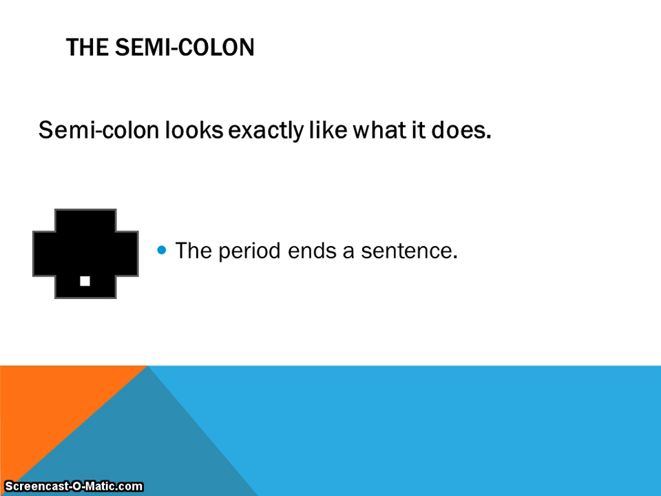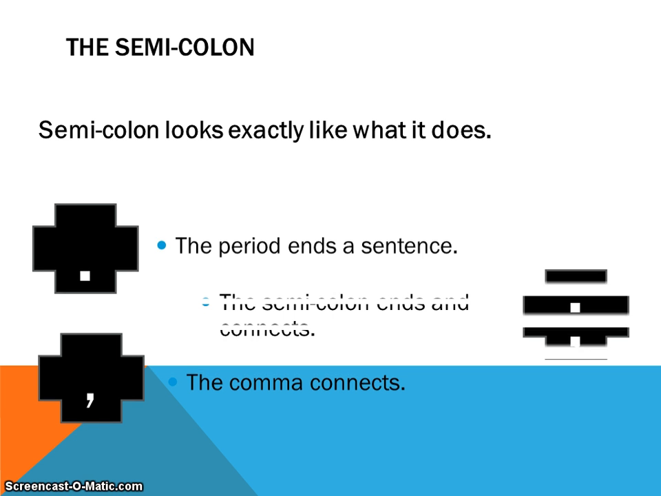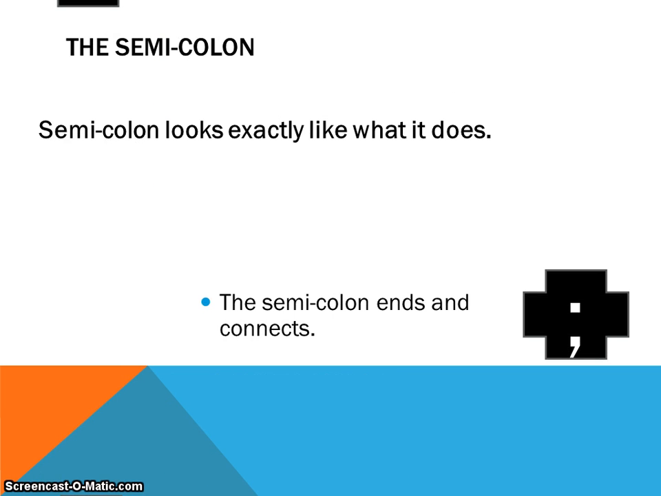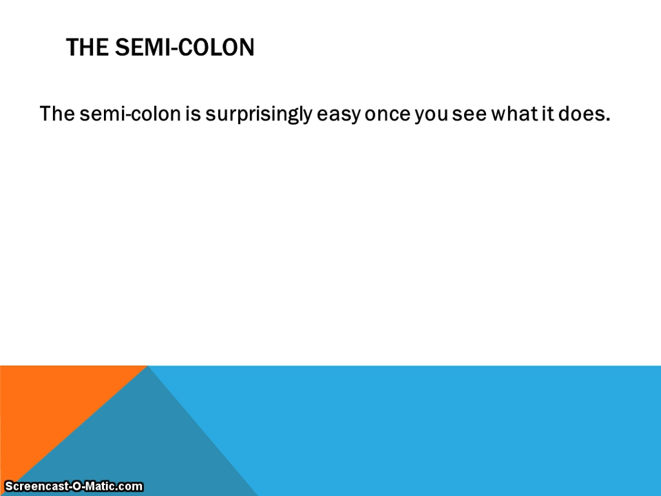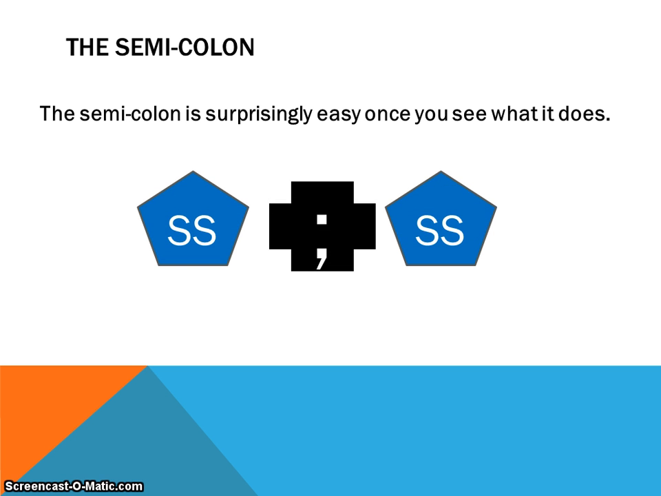So a semicolon looks like what it does in terms of its function. A period in English grammar ends a sentence. That's what it does. A comma connects ideas to each other. So if you have a period and a comma on top of each other, which is what the semicolon is, you have a grammar symbol that ends one thing, connecting it to the next. One sentence is ended, connecting it to the next simple sentence. Once you see how it works, it's pretty straightforward.